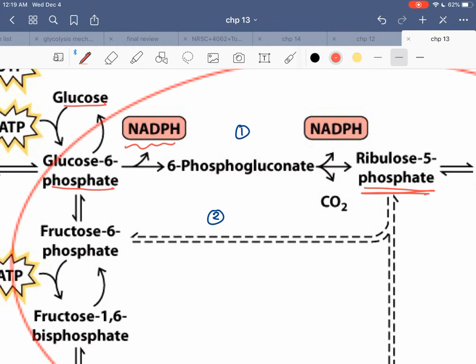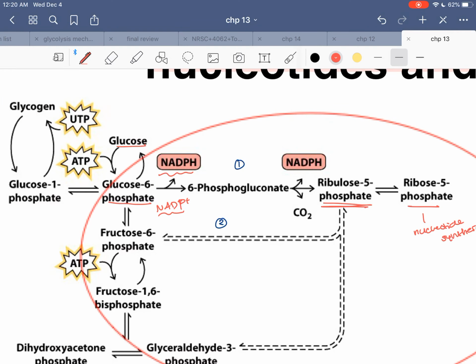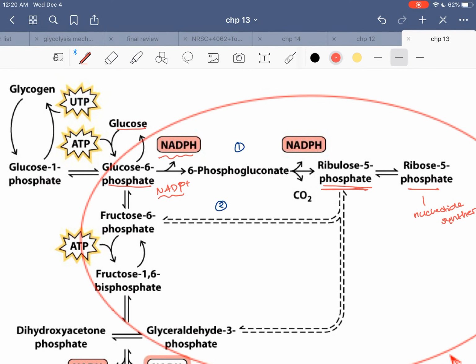But remember, we can only do this step, this part of the pathway, if we start with NADP plus, right? That's when we can make NADPH and release that into the cell. So this pathway is dependent on NADP plus being present, in addition to glucose, of course, and glucose 6-phosphate.